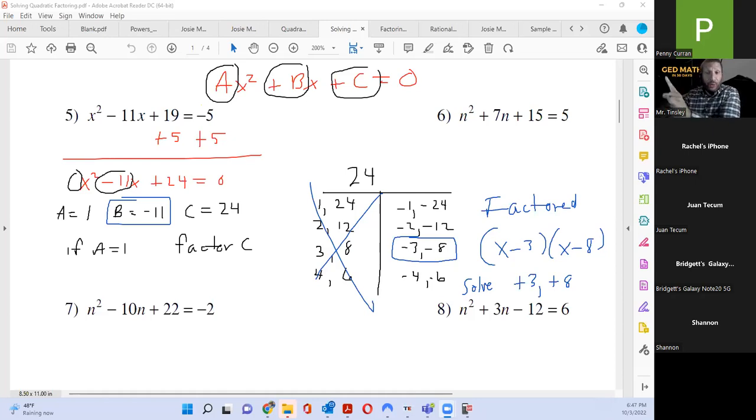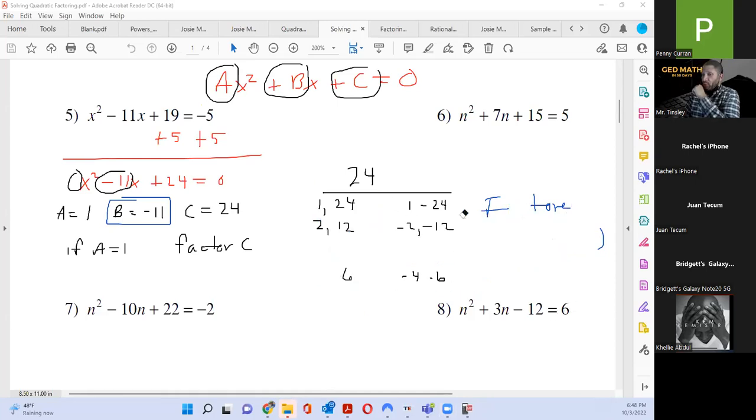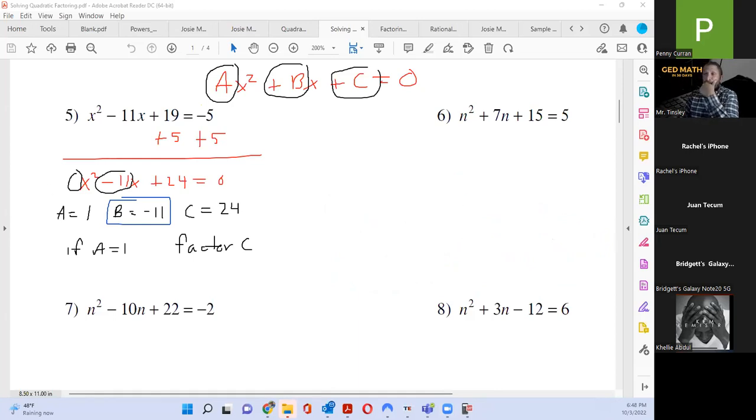Now, what she said was, how do you do this problem the more difficult way? So let me clear it, and then we're going to do a short quiz. You know, I got to, because that quiz has got me hooked now. Watch this. A equals 1, B equals negative 11, C equals 24.